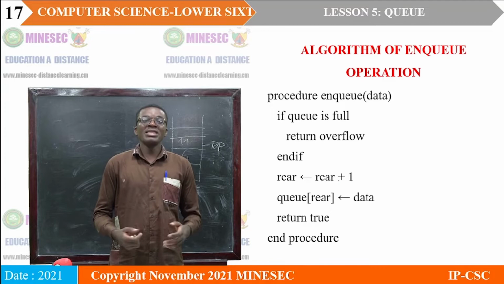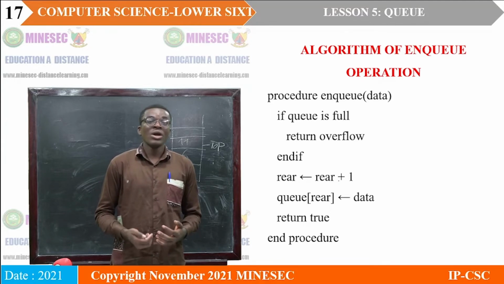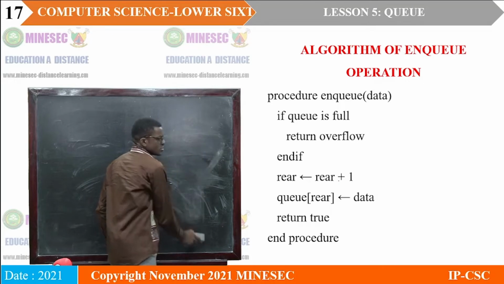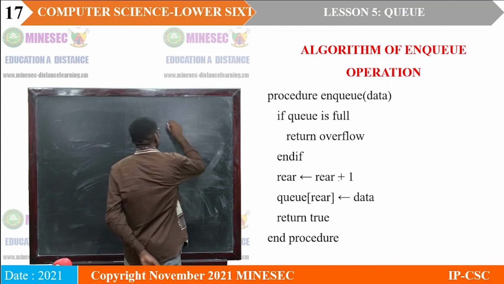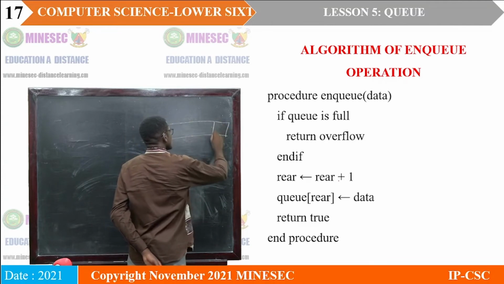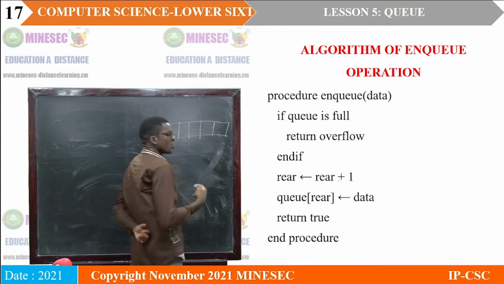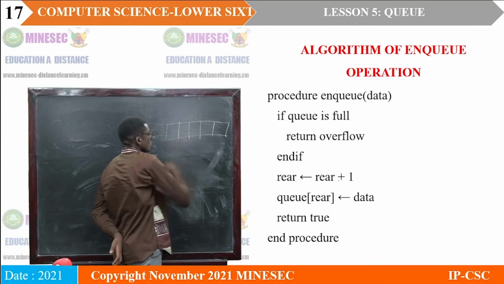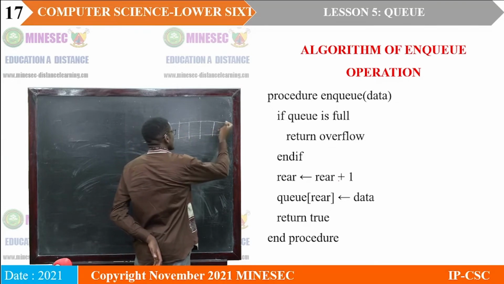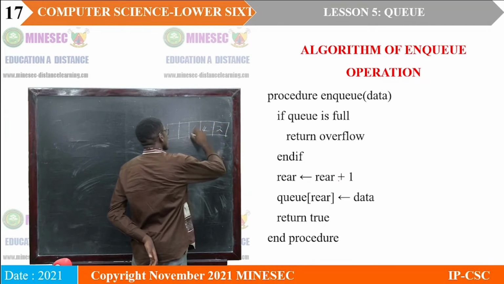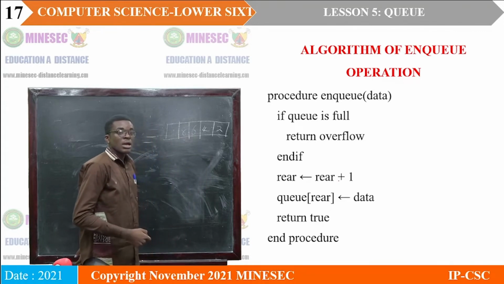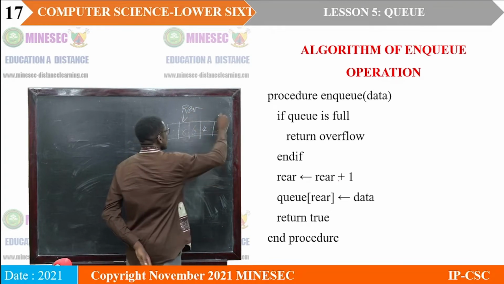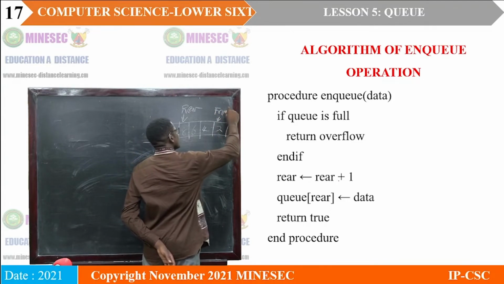Next, the rear. If our queue is not full, we are going to update our rear position. We'll illustrate with an example on the board to understand the rear. We have our queue, such as this. Our queue has a size of 5. At this point, we'll start adding data items. So we have 2, we have 4, we have 6, and we have A. At this point, this is the rear of the queue, and this is the front.